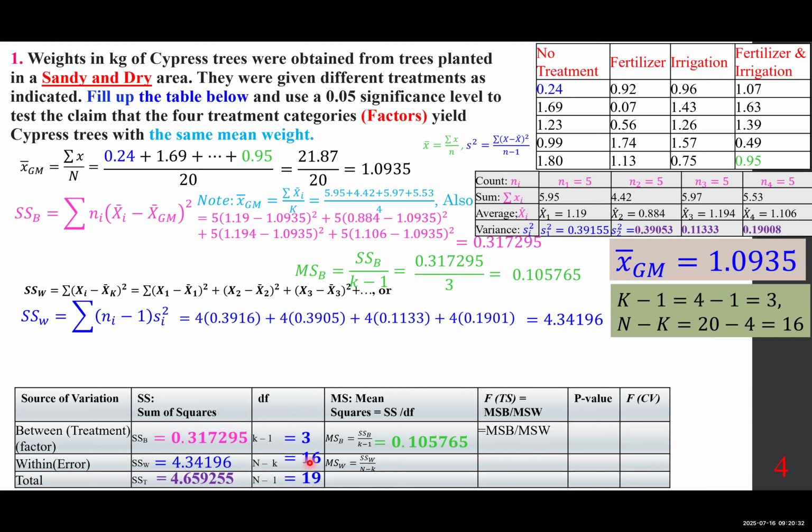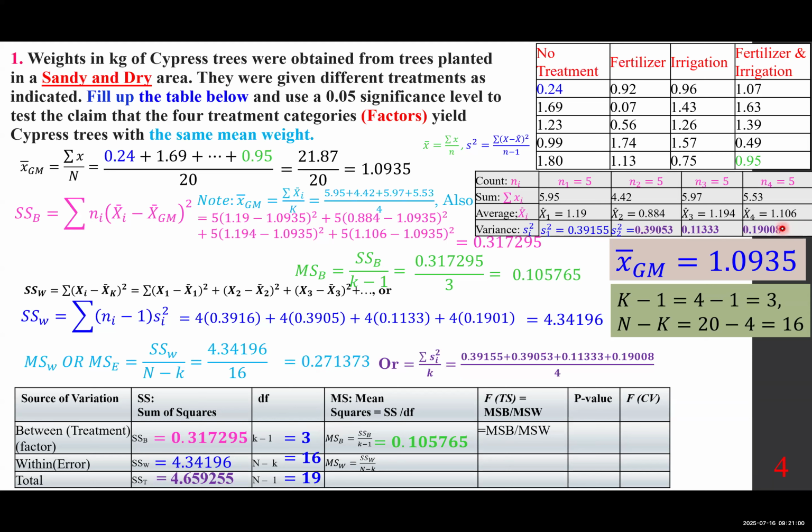Now you divide this one by this one according to this formula, and you put it here. So SS within over n minus k. So we have this number divided by this number, or you can say the summation of s sub i squared divided by k, and it gives you the same thing. In other words, you can take the average of those, and that works out the same. 0.271373 goes in here.